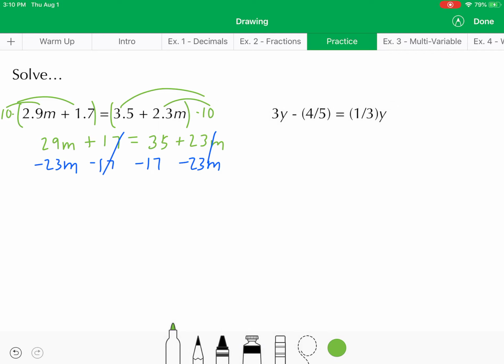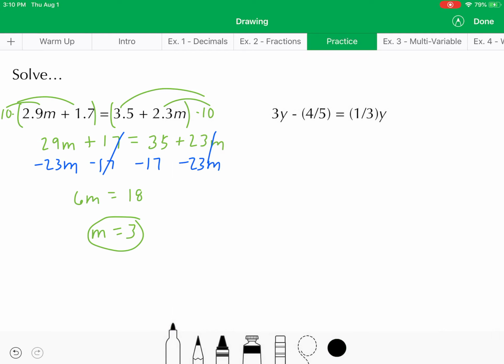And let's see, 29m minus 23m would be 6m. 35 minus 17, that's 18. Divide both sides by 6. m equals 3. Okay.